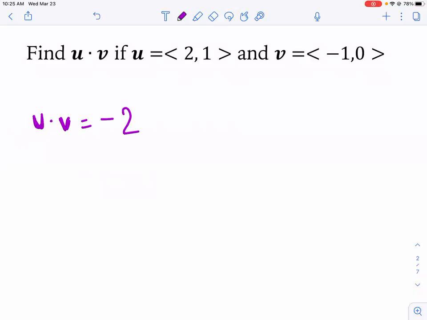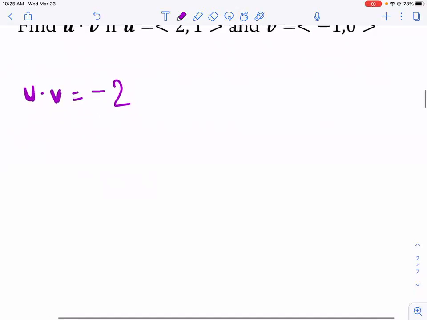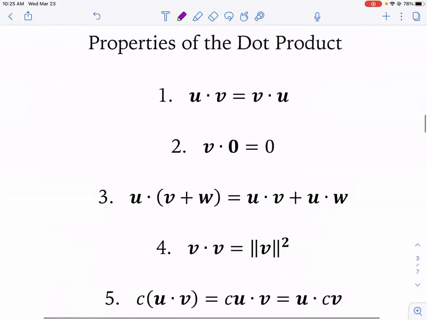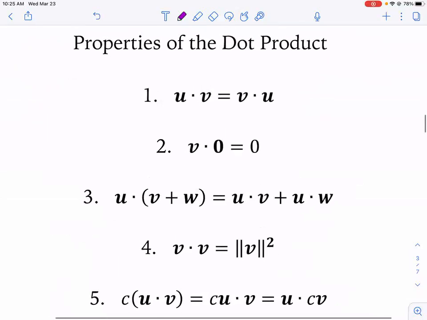So what does that value represent? Well, it's a scalar that we can do some different things with. Did you really think that our entire lesson was going to be this right here? We are going to do some different things with it. First, let's talk about some properties. You can decide which ones of these you want to write down.